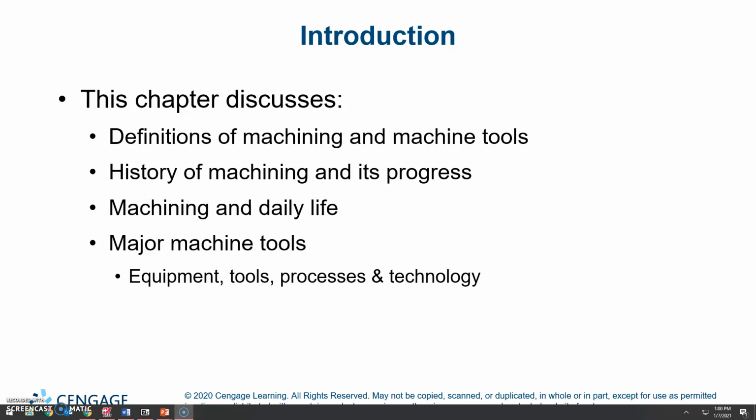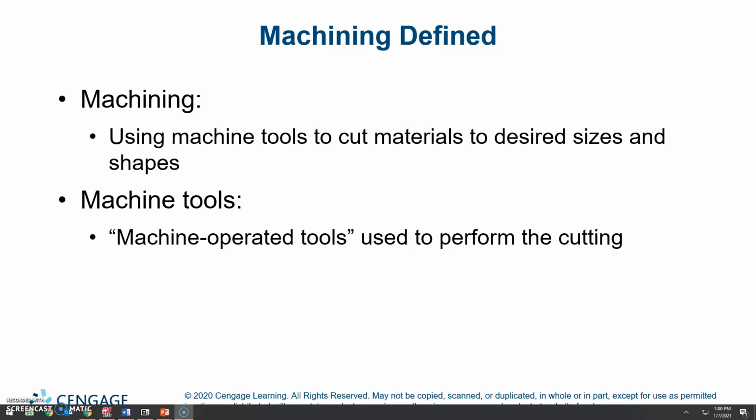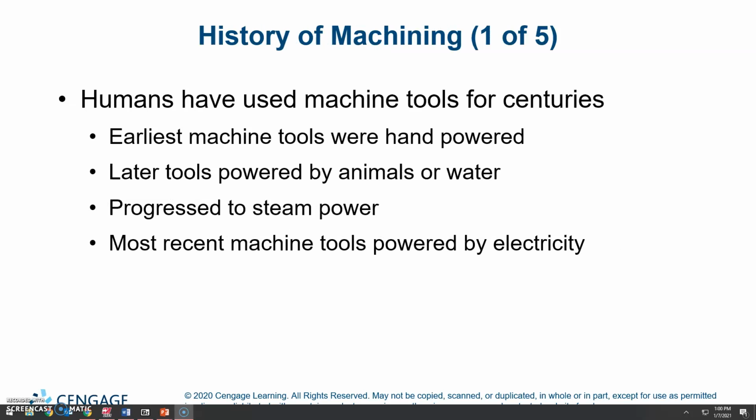major machine tools and equipment, tools and processes, and technology. Machining, defined: using machine tools to cut materials to desired sizes and shapes. Machine tools: machine operated tools used to perform the cutting. History of machining. Humans have used machine tools for centuries.